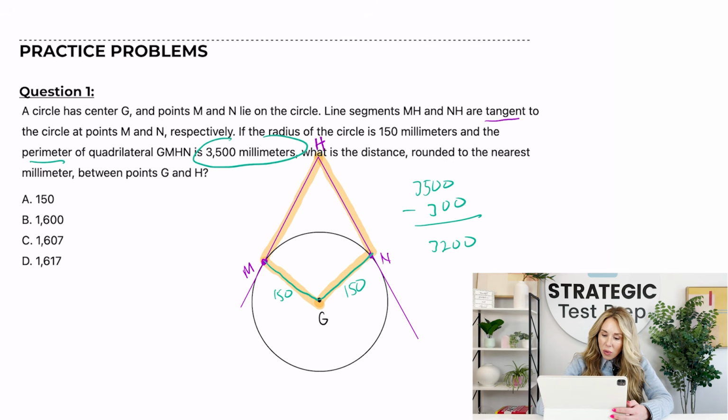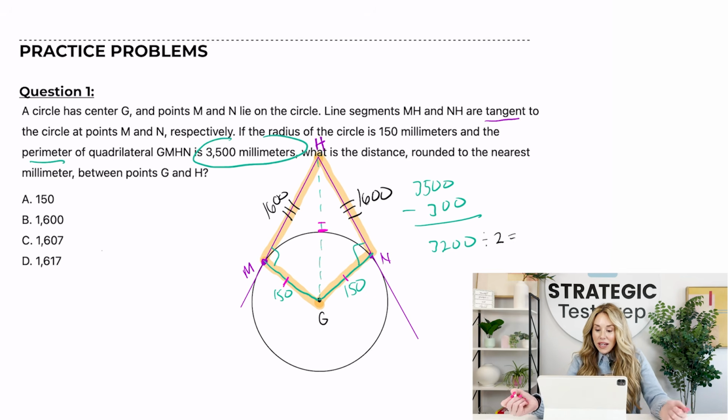Now, they want to know what's the distance between G and H. Well, here's the funny thing. If I draw that line down the middle, I have a right triangle here and a right triangle here. So what do we know? We know that these triangles are congruent to each other because of the hypotenuse leg theorem. They share the hypotenuse, and one leg is the same; they're both 150. So essentially that means that HM and HN are going to be congruent to each other. So I'm going to take that 3,200 that was left over for them and divide that by 2. So each one of these is 1,600.